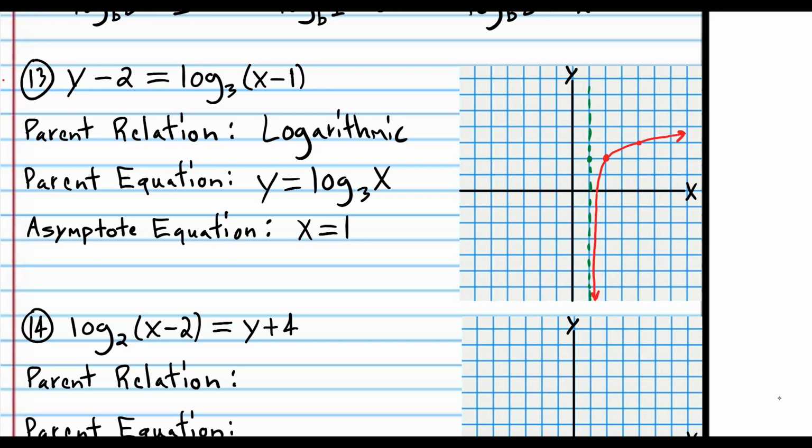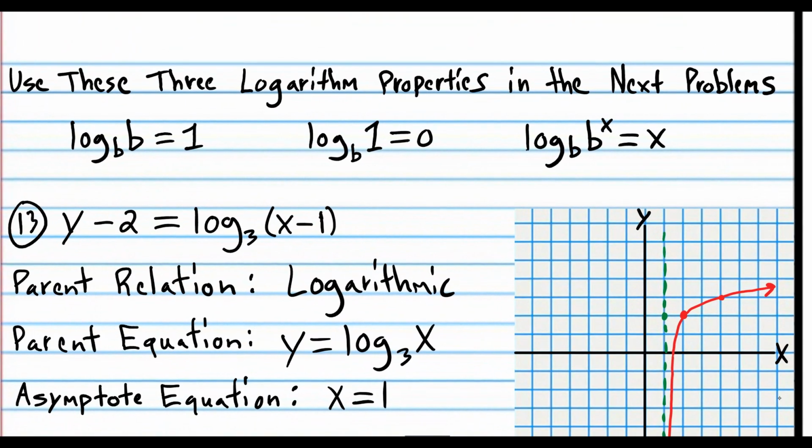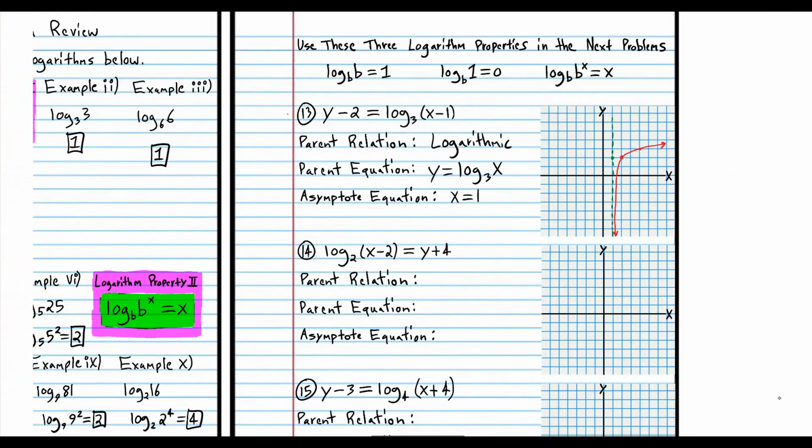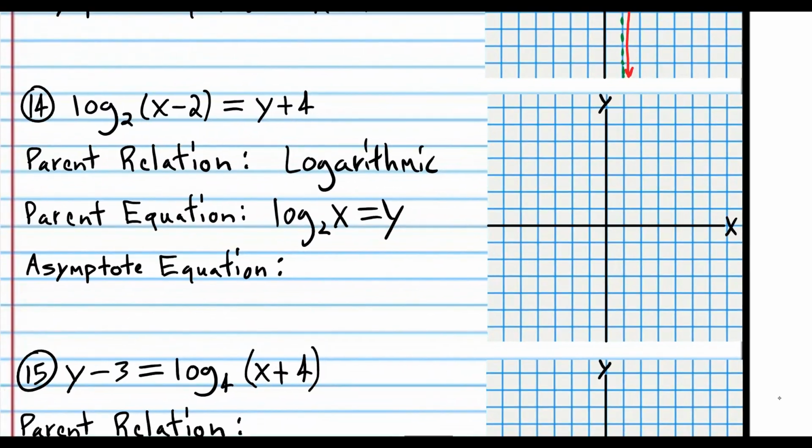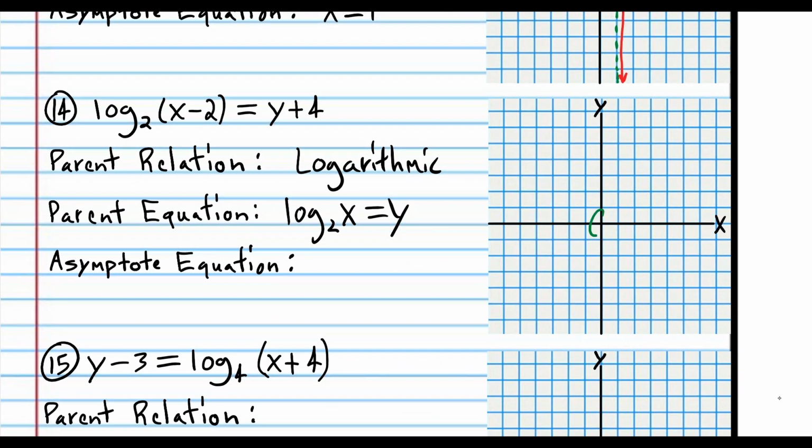So again, you should take a screenshot of these properties. We're going to need those as we go along. So the parent relation is the logarithmic relation. The parent equation is log base 2 of x is equal to y. And we're going to start at the origin and move 2 units to the right, 1, 2, and 1, 2, 3, 4 units down.